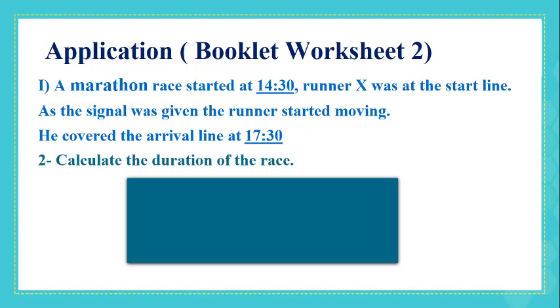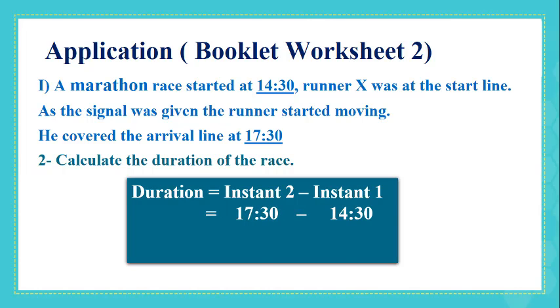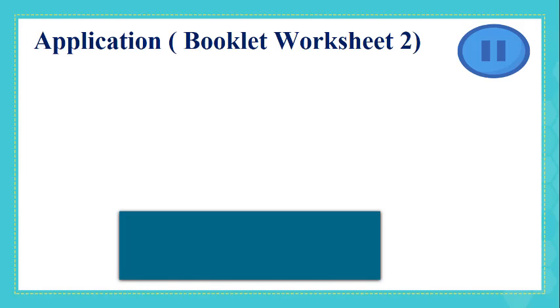Calculate the duration of the race. We apply the formula. Duration equals instant 2 minus instant 1. 5:30 minus 2:30 is equal to 3 hours. So the marathon race lasts for 3 hours. Pause the video again, solve application 2 worksheet 2, then continue watching to check your answers.